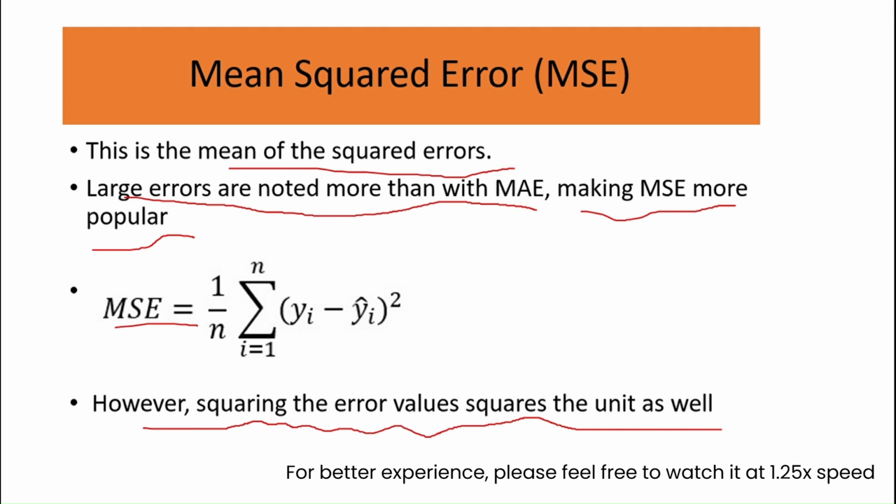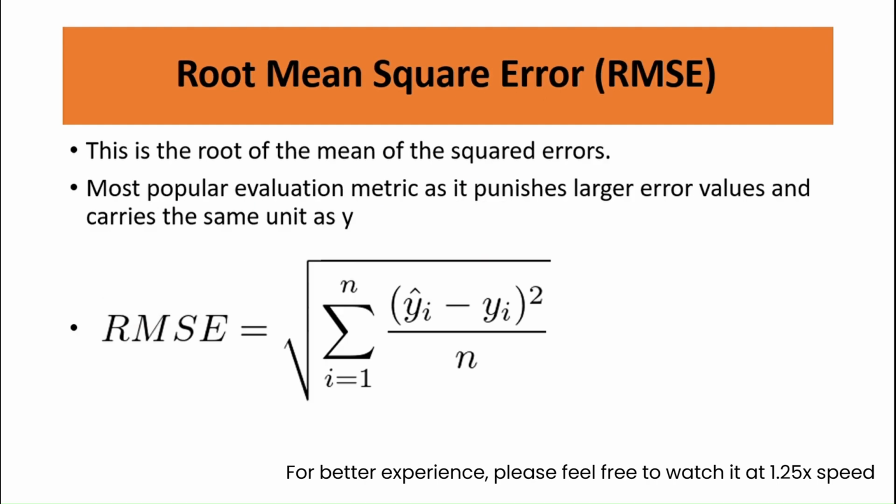However, there is a problem. Squaring the error values squares the unit as well. So for example, for the prediction of the house price, dollar will become dollar square, which is difficult to interpret and compare with the actual y values, which are in the dollar unit. So to solve this, what we have is root mean square error, which is the root of the mean of the squared errors.